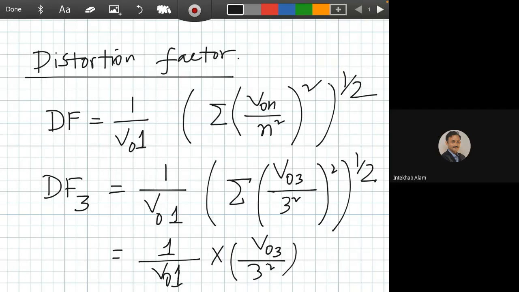Is it okay with you? Whenever we consider only one frequency, the sum actually means just that term, so others are ignored here. So the distortion factor for 3 is actually VO3 divided by 3 square. The whole component will be divided by VO1, the fundamental one.